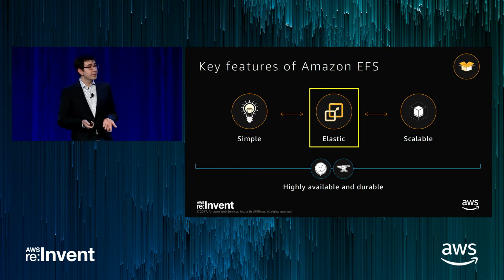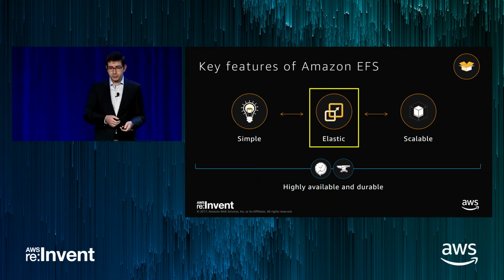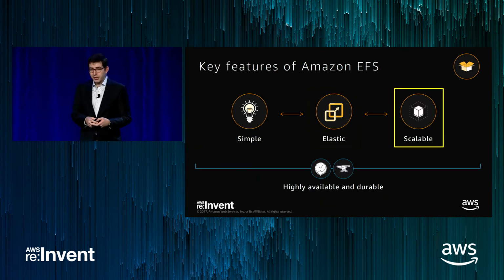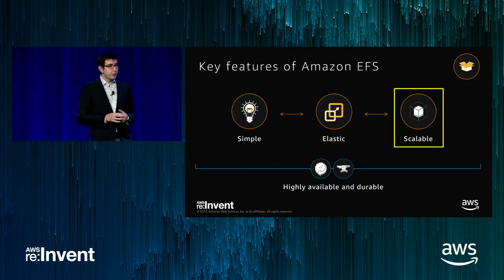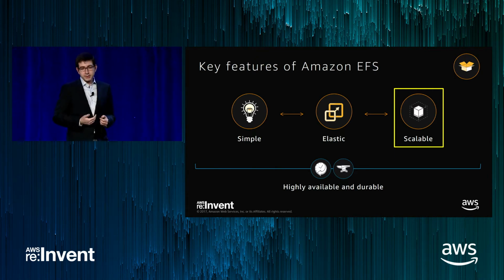In terms of elasticity, file systems grow and shrink automatically as you add and remove data, and there's no need to provision capacity or performance, and as I mentioned, you're paying only for what you actually use. And then EFS is designed to be super scalable. File systems can grow to petabytes of capacity. Throughput scales automatically as file systems grow. And even as the file system scales, you get consistent low latencies. And in terms of scale, EFS also is designed to support thousands of concurrent connections. So you can have thousands of servers connected to the same file system.